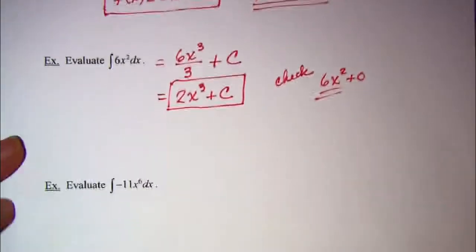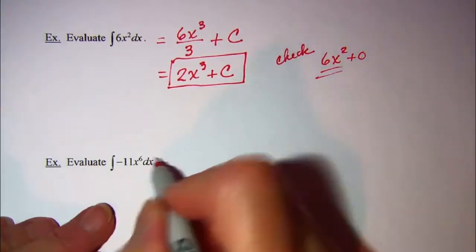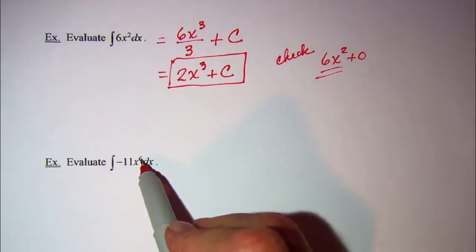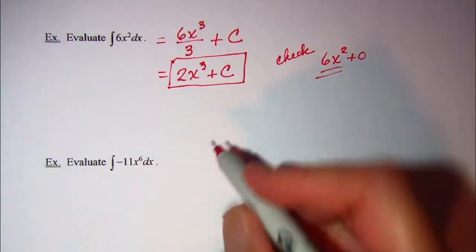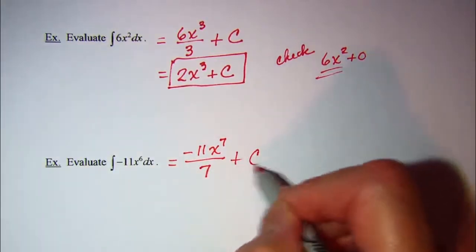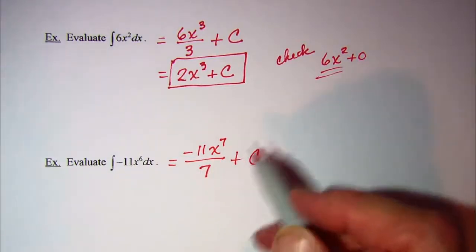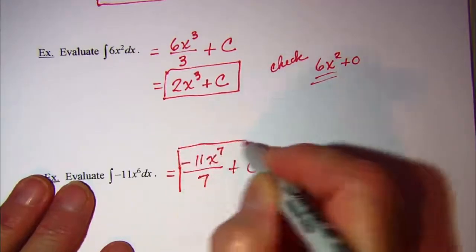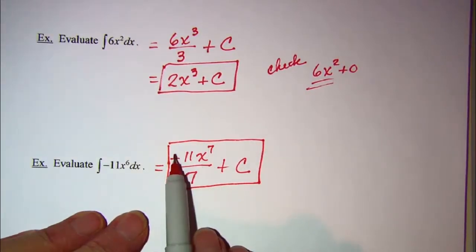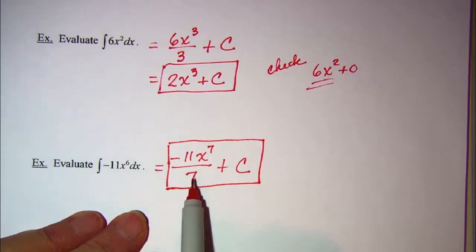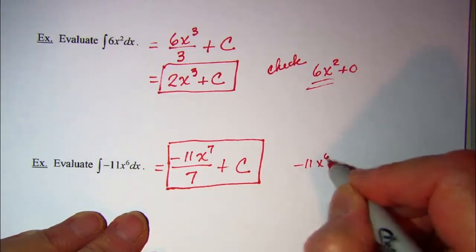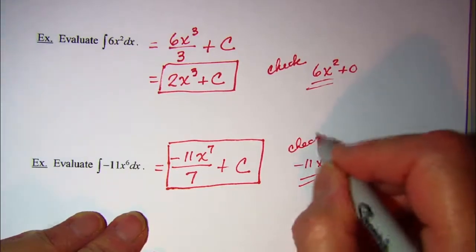Let's do one more. We want to integrate negative 11x to the 6th power. So we're going to increase our exponent by 1. So that'll be a 7. And we have negative 11x to the 7th divided by 7 plus our constant. And this won't simplify any further, so box that in as our answer. Again, check yourself. 7 multiplied by negative 11 sevenths is negative 11, and then x to the 6th power, so negative 11x to the 6th plus 0 is our check. And that's what we started with.